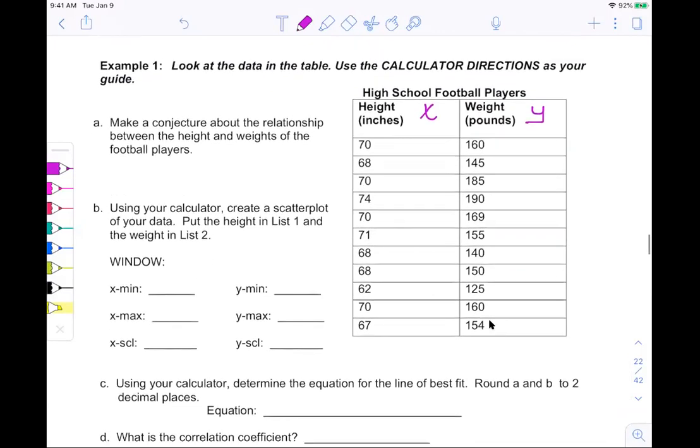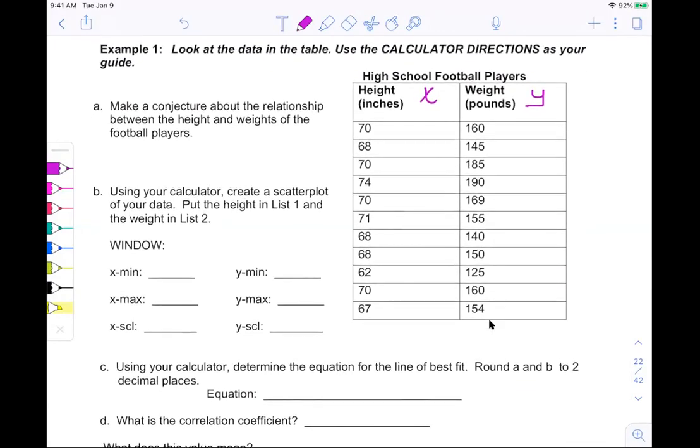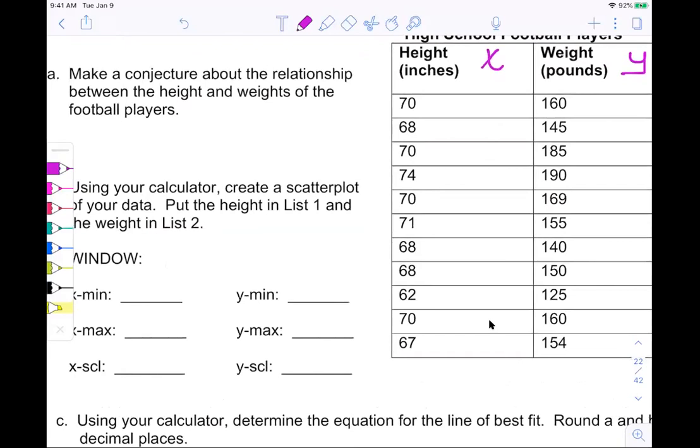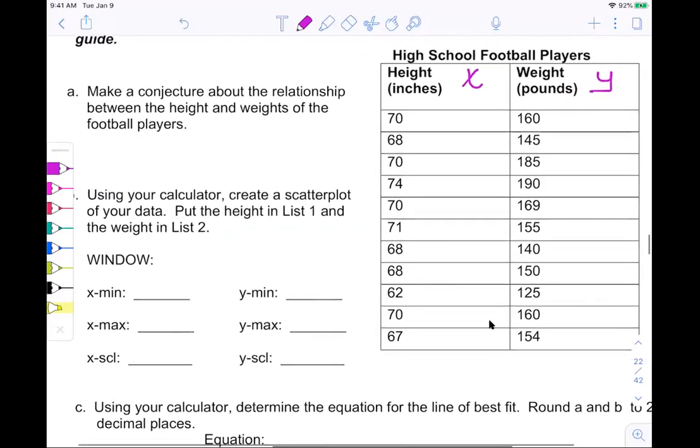So the first question here, it says make a conjecture about the relationship between the height and weights of football players. I think a conjecture sounds like a science word. Sometimes in science you think of making a hypothesis, making a conjecture, an educated guess. I know that's definitely a science term.